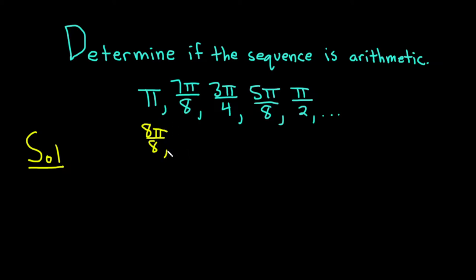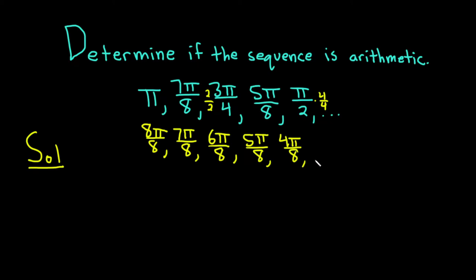So I'm going to write the sequence below this one in terms of numbers over 8. Like this. This is 7 pi over 8. For 3 pi over 4, you can multiply it by 2 over 2, and that becomes 6 pi over 8. Then the next term is 5 pi over 8. And the last term, you can multiply it by 4 over 4. Well, it's not really the last, it keeps going, but the last one visible on the screen is 4 pi over 8. And then we have the three dots, which again indicate that it just goes on forever.